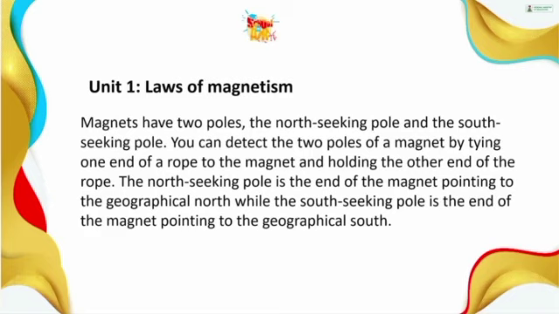The north-seeking pole is the end of the magnet pointing to the geographical north, while the south-seeking pole is the end of the magnet pointing to the geographical south. That is, the south pole will point to the south, and we understand that the south is always down, and the north-seeking pole will point to the north, and we understand that the north is upward. So there are two poles, the north-seeking pole and the south-seeking pole.